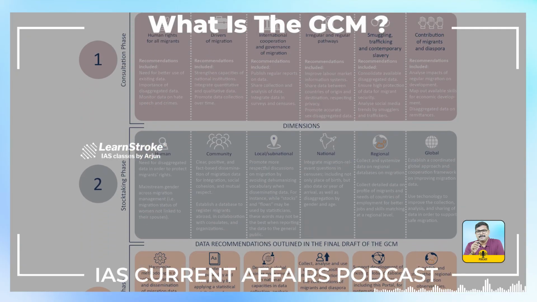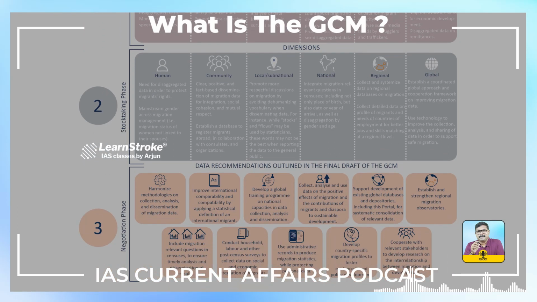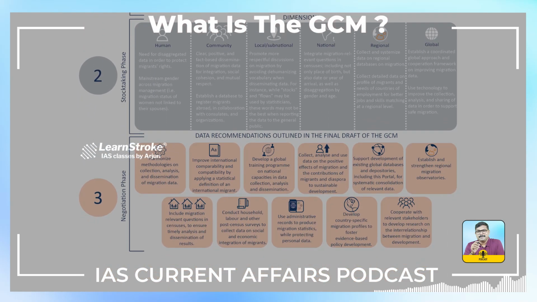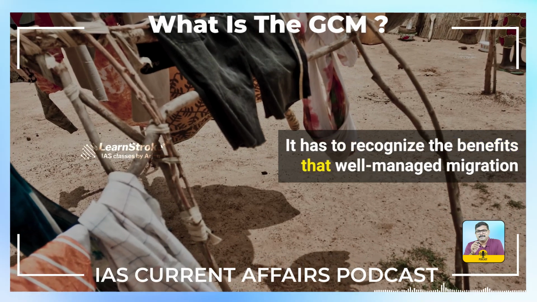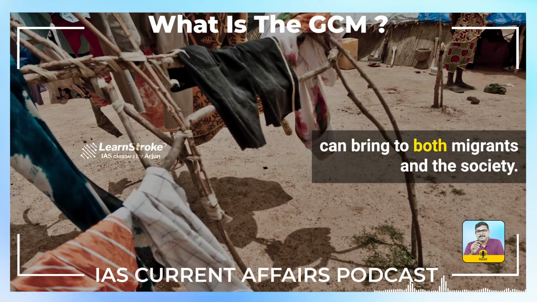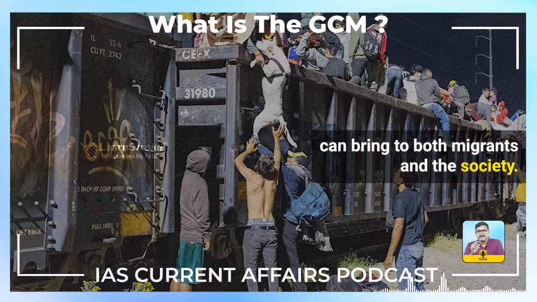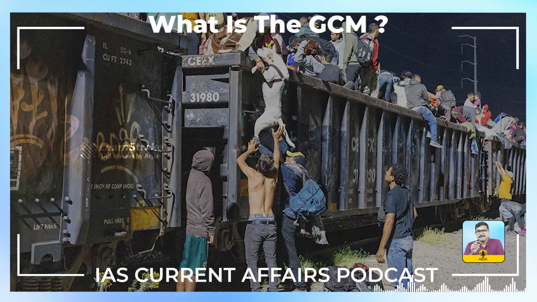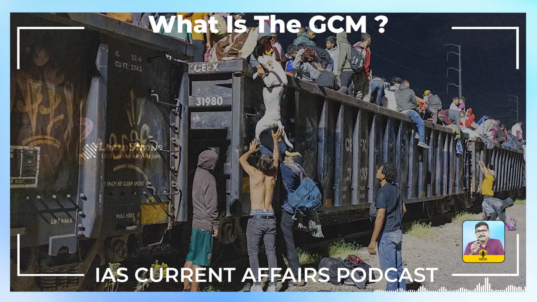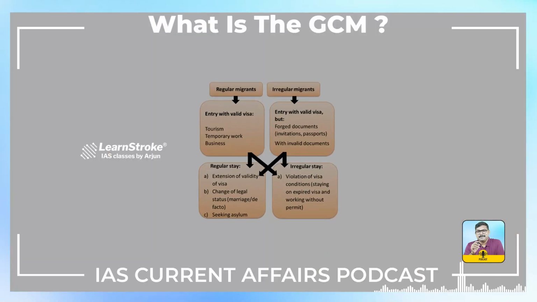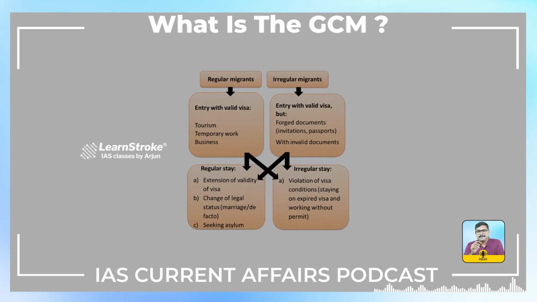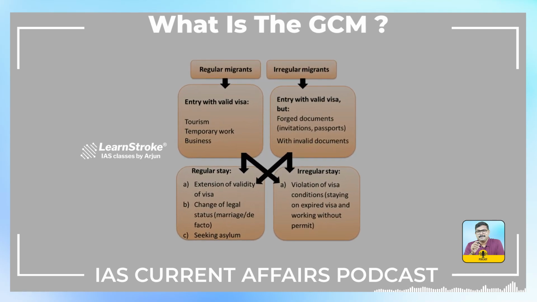The GCM reflects a global consensus on the need for a cooperative and comprehensive approach to migration. It recognizes the benefits that well-managed migration can bring to both migrants and society. However, it has also faced criticism and controversy, with some countries expressing concerns about potential infringements on national sovereignty and issues related to the distinction between regular and irregular migration.